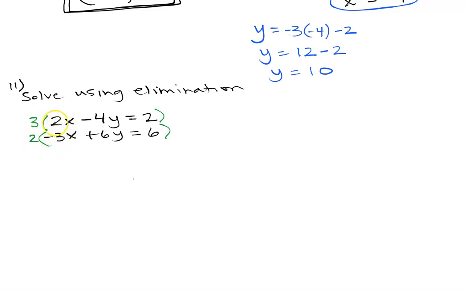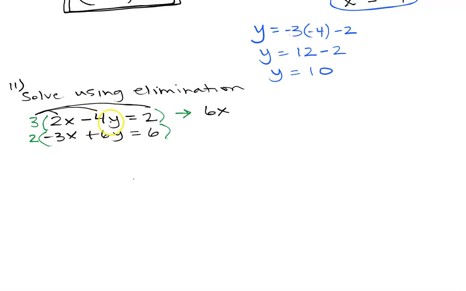So you're using the coefficients in front of those x's to figure it out. But one needs to be positive and one needs to be negative. And so if both of these were positive to start off with, then I'd need to multiply one of the equations by a negative. But we already have a positive and a negative here, so this will work out fine for us. So let's go ahead and multiply that through and see what we come up with here, right? So I've got 3 times 2x is 6x.